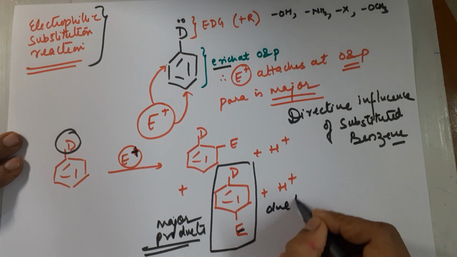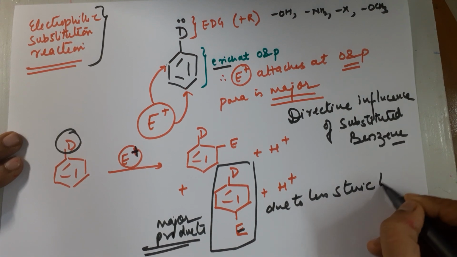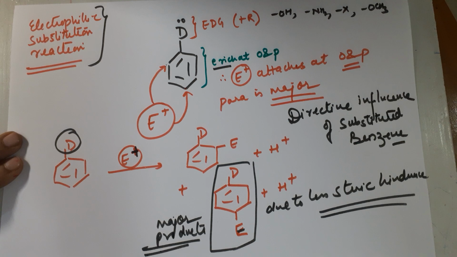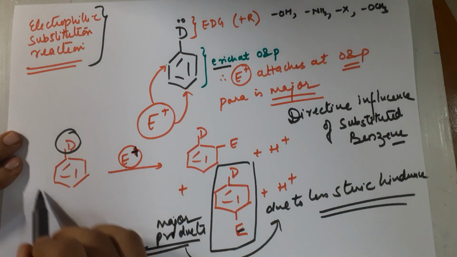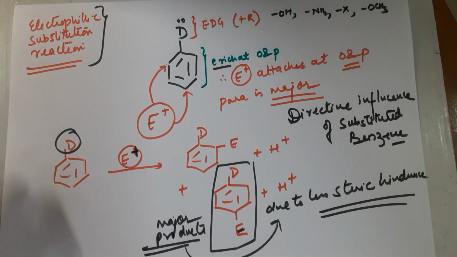We say due to less steric, that is space, hindrance. There is less steric hindrance. So, always your para product is the major product whenever an electrophile attacks any of the substituted benzene groups, which can be this. Is that clear? Let me quickly give you a summary.